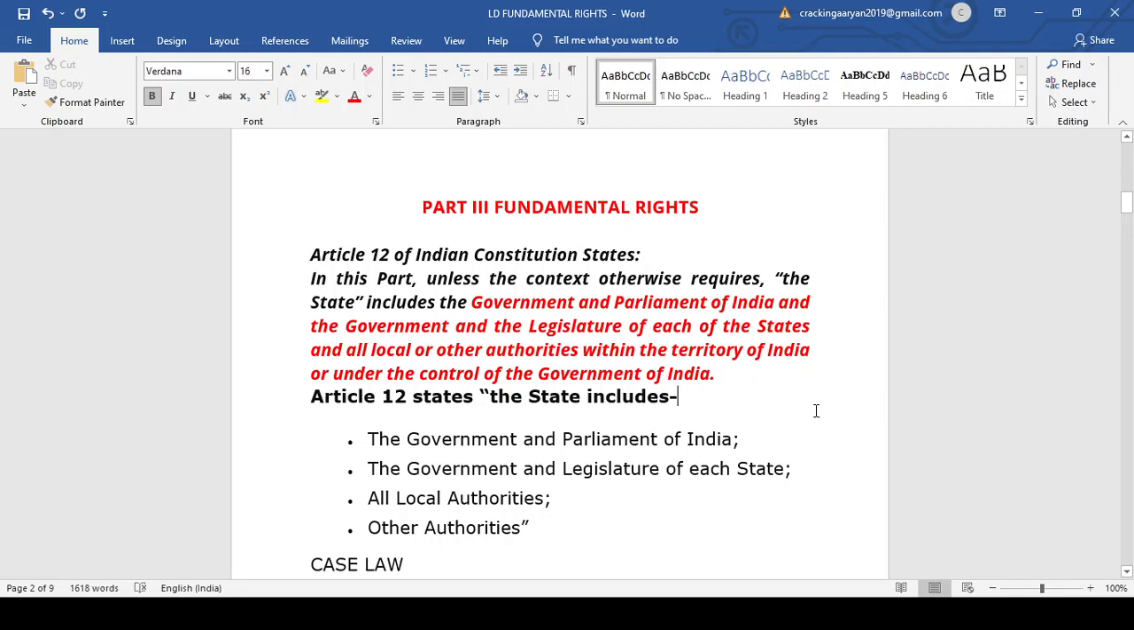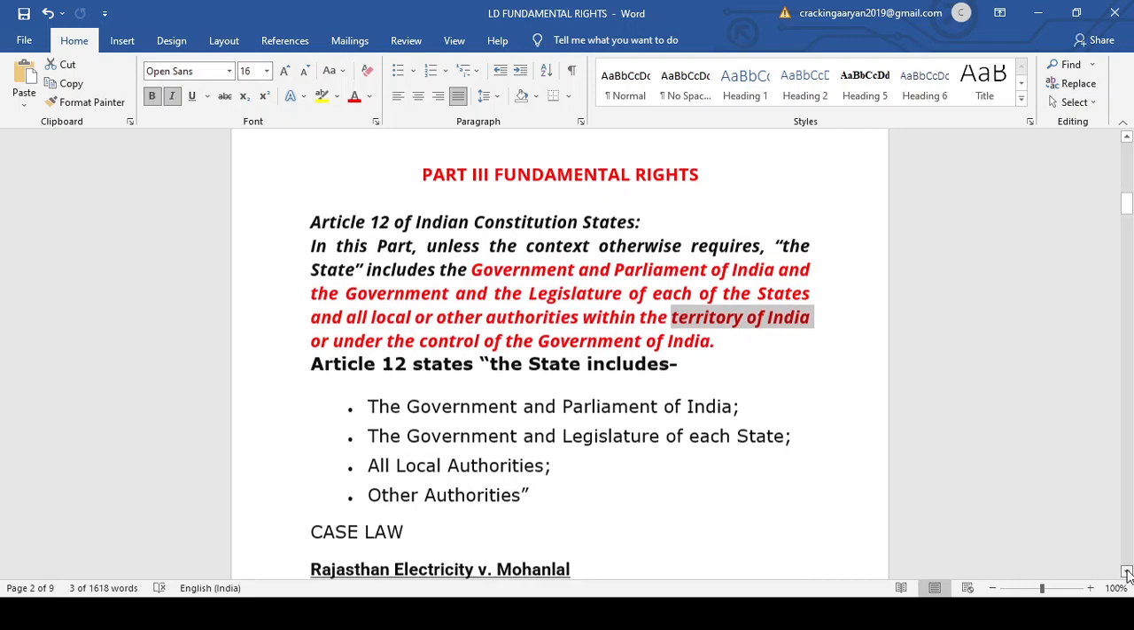It says that the State includes the Government and the Parliament of India, the legislature of each state, the local authorities, and the other authorities which are either within the territory of India, or they can be in a foreign territory also, but if they come under the control of the Government of India, we state that. So even if they are in a foreign country, but if it comes under the control of the Government of India, then it will be regarded as a state. That is the most important thing whenever we discuss cases like Kesavananda Bharati versus State of Kerala, or Jagmohan Reddy versus State. So State here is the Parliament, the state legislature, the local authorities, and other authorities.